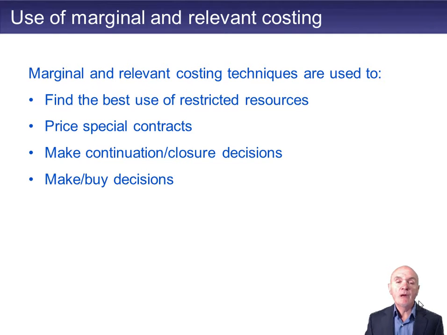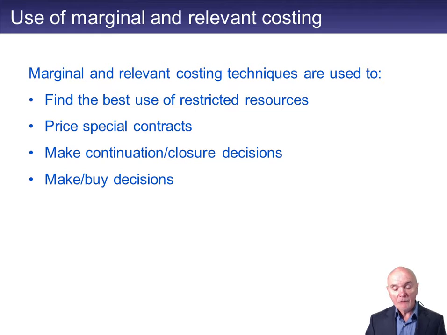First of all, margin and relevant costing. The typical subjects that could be asked here: find the best use for restricted resources. You've got a restricted amount of material available or labour available. How should it be best used? Which products should we direct it to first? To price special contracts. To make continuation or closure decisions, perhaps for a plant or an outlet, or indeed the operations in a whole country, and then make and buy decisions.